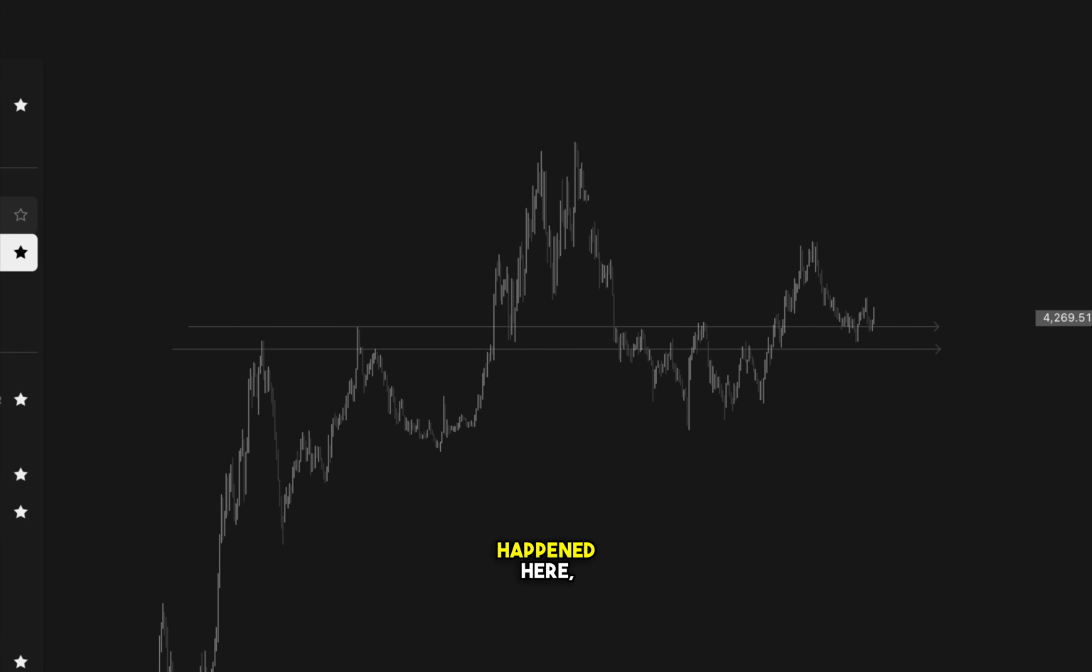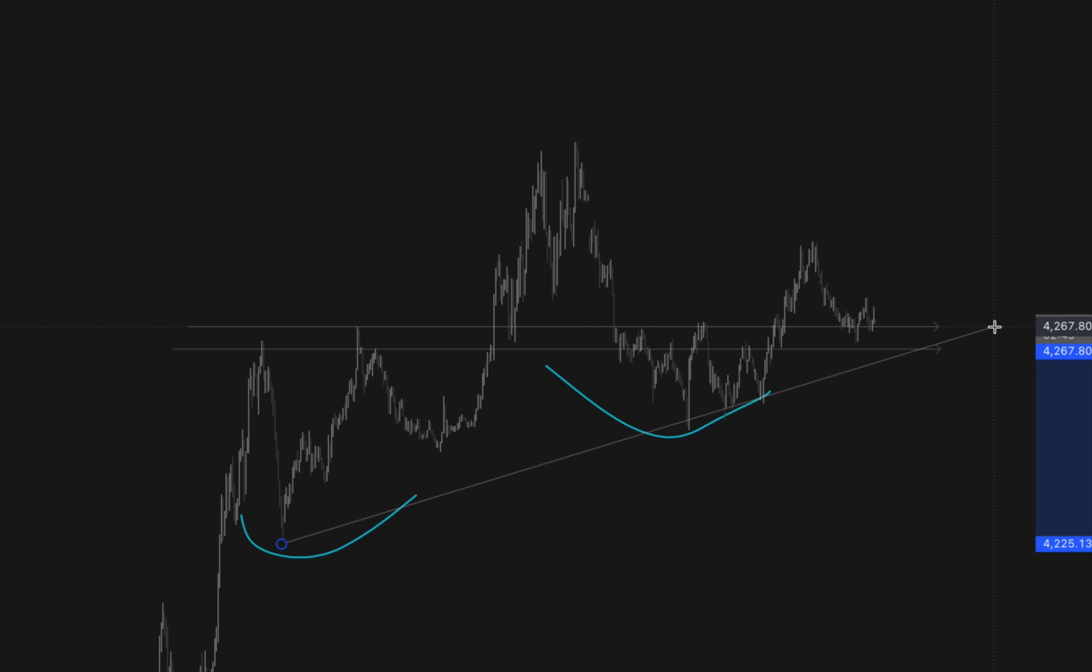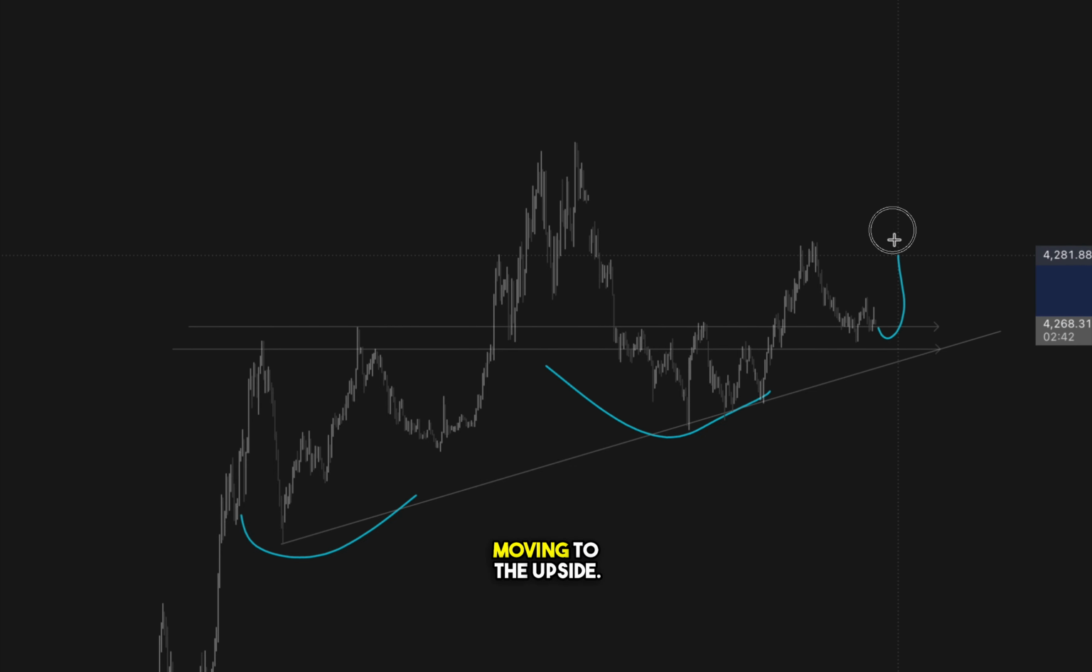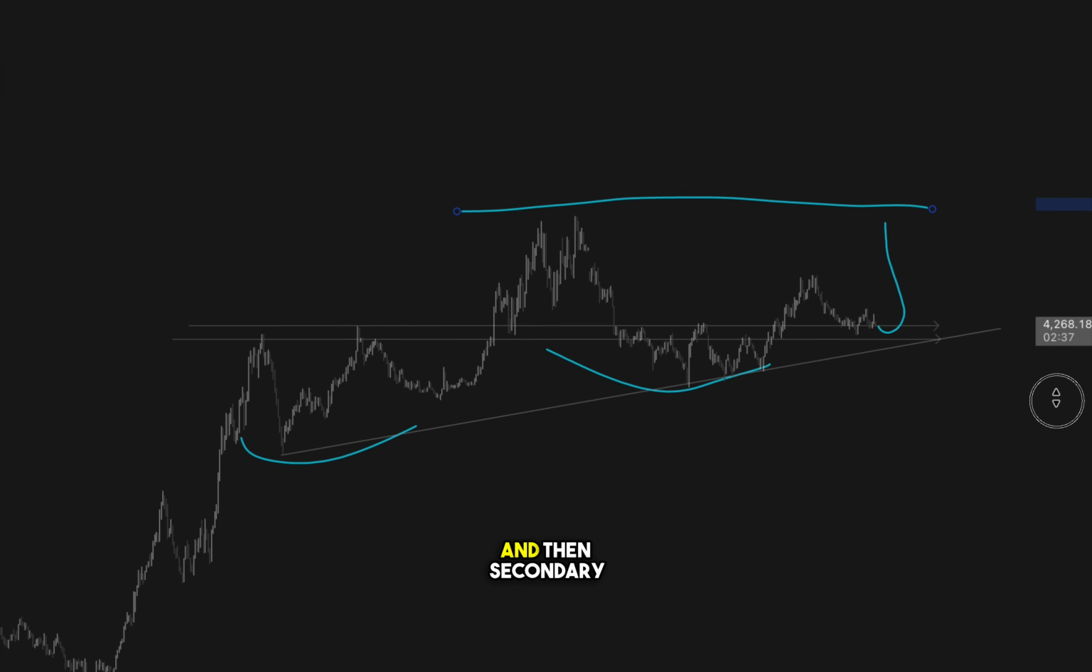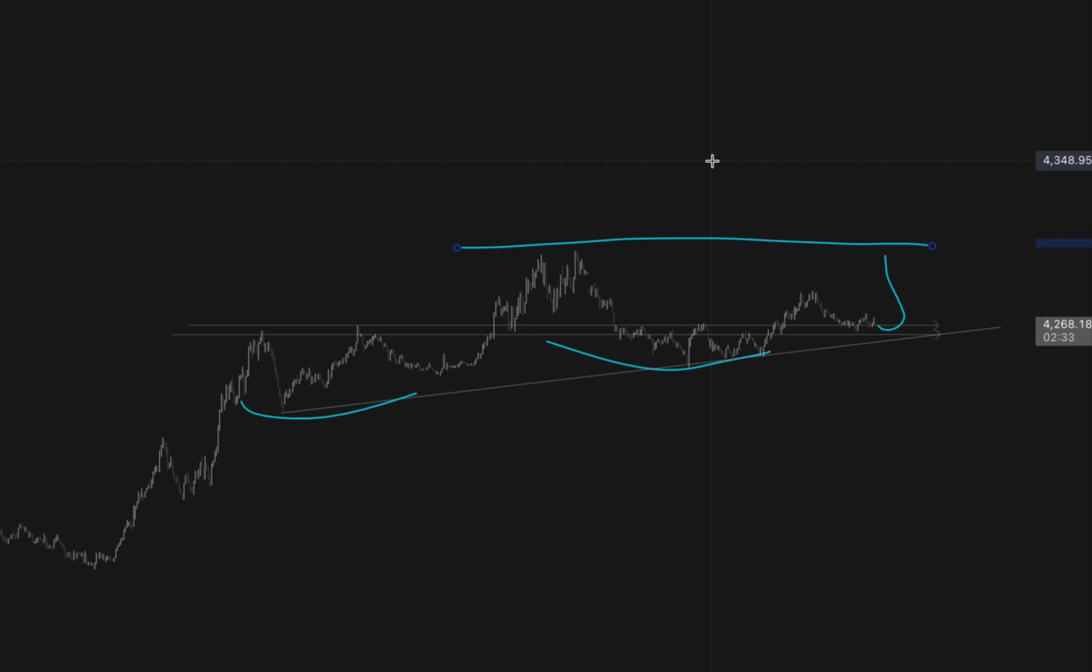The move that happened here, let me just show you. This was just price creating momentum and another ascending trend line, so that now price can have strength to continue moving to the upside. All right, initial target is here, and then secondary target would be at the 400 zone, right? So we would have 30 here and then 400 here.